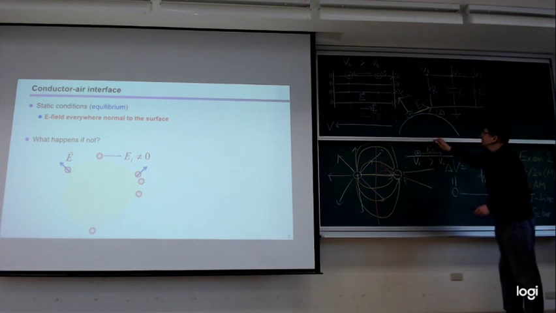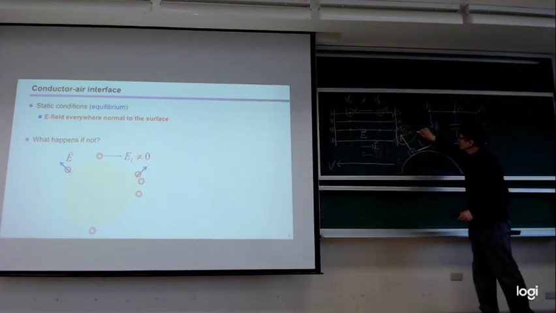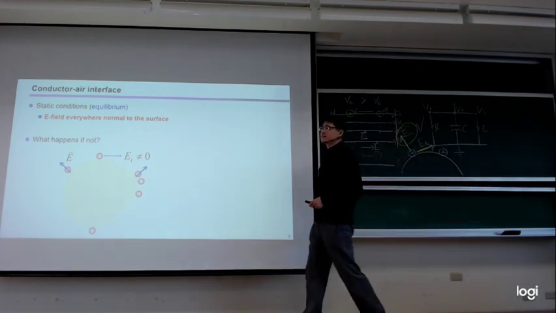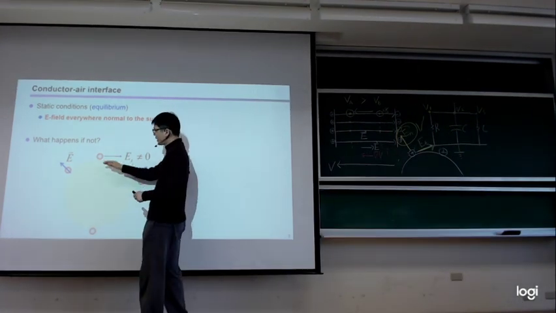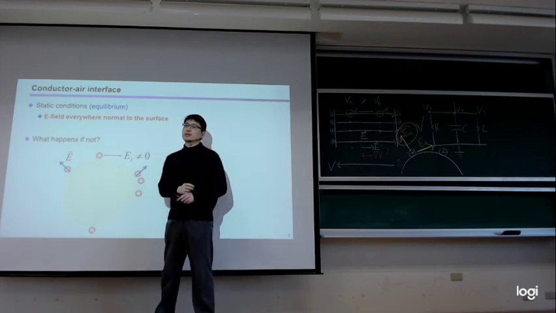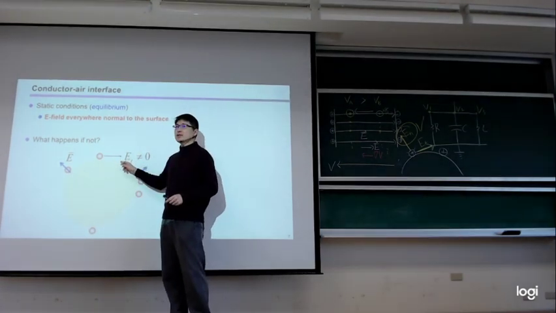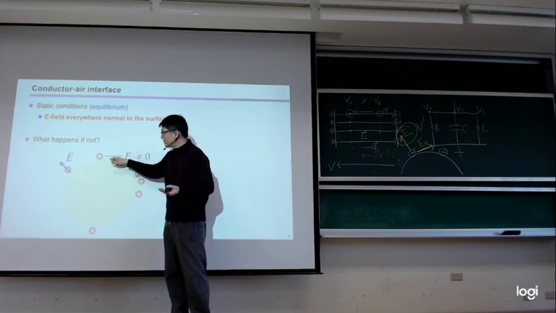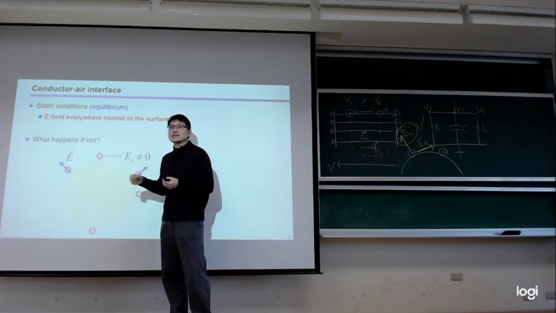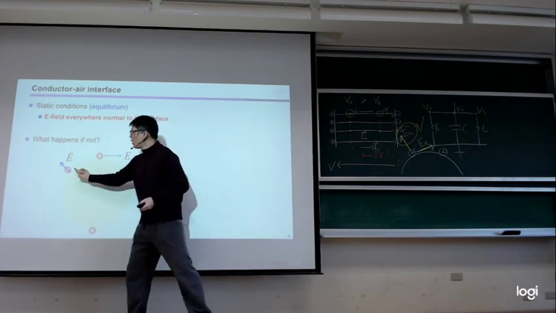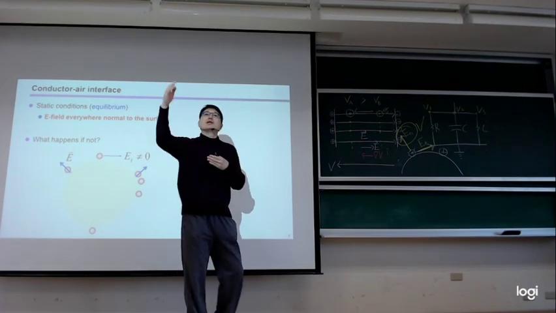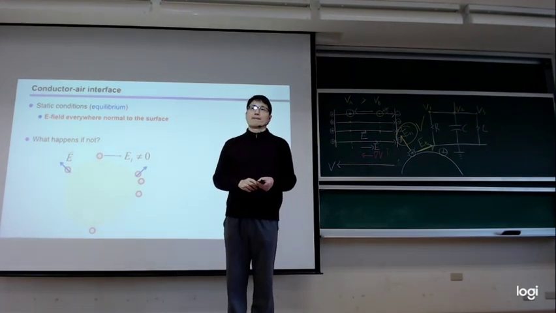So only the normal components are allowed. You cannot have the tangential component. Tangential means if you walk along it, you have potential difference, but potential difference appears on the same metal. But if you walk in the direction normal to it, that's fine. You're moving away from the metal. Okay?